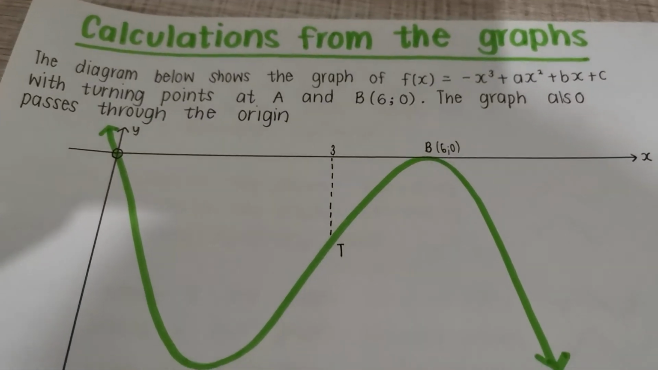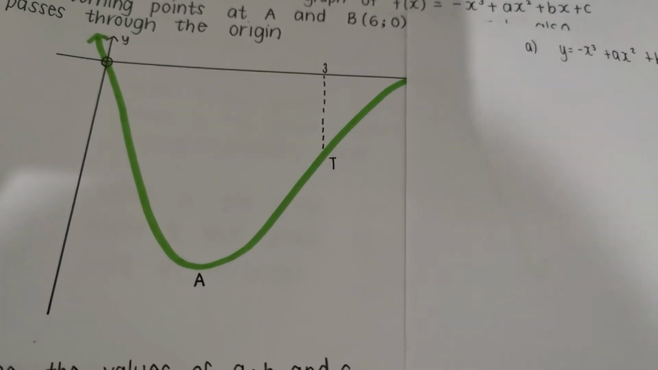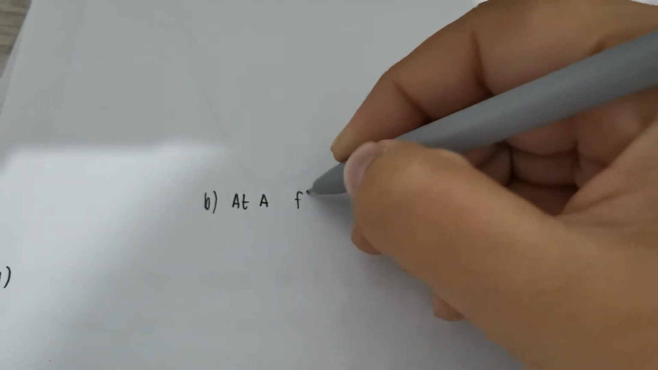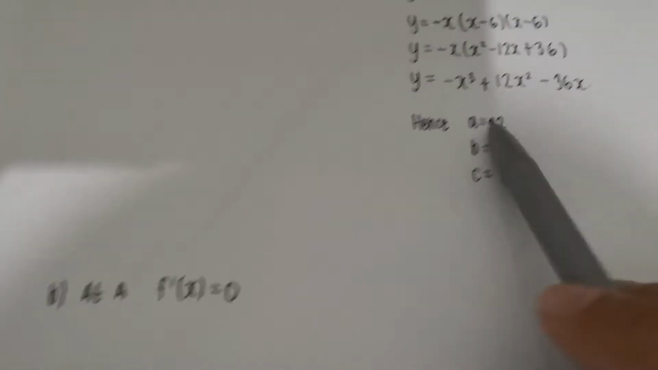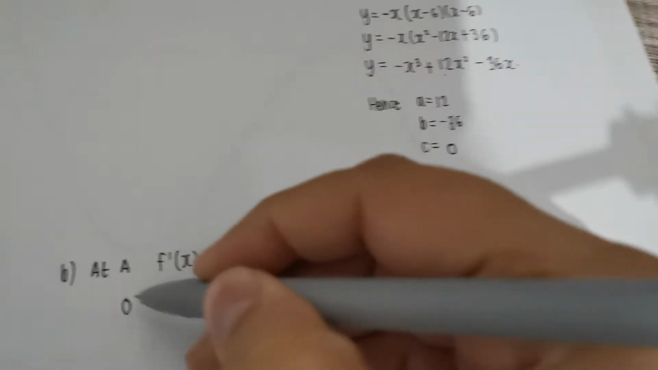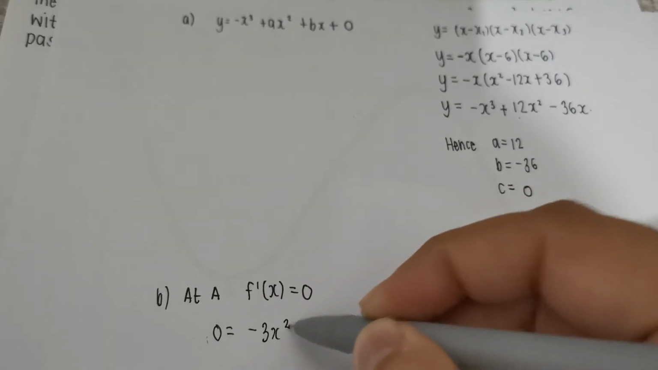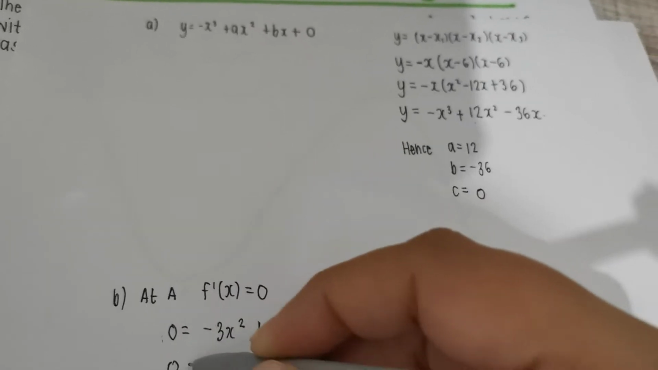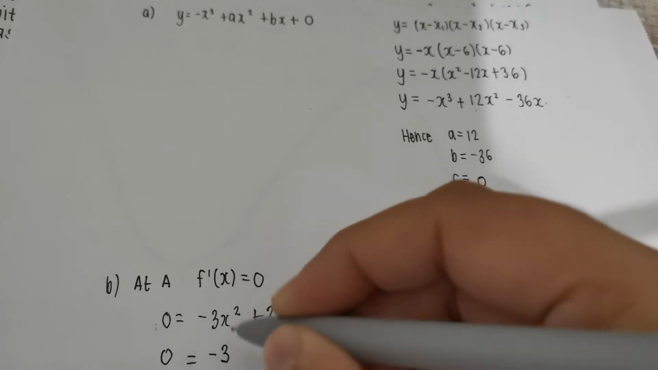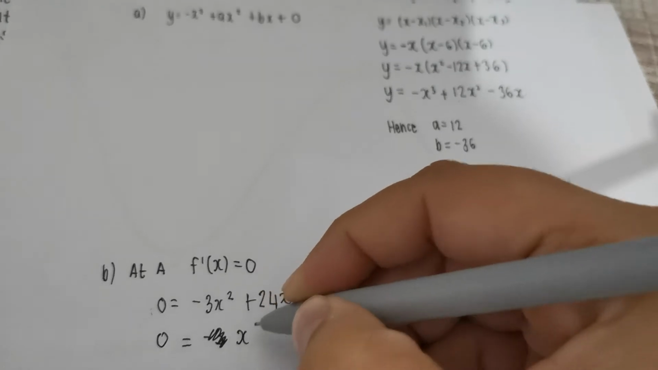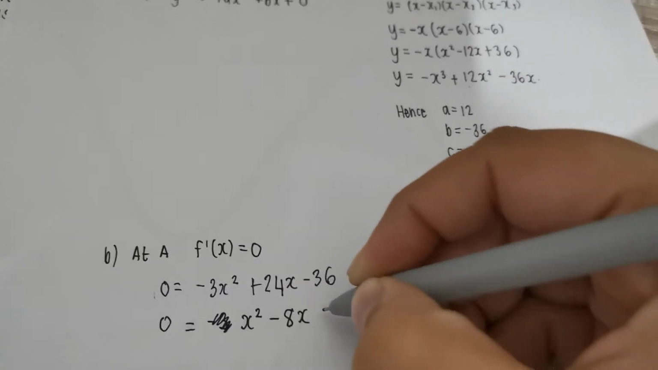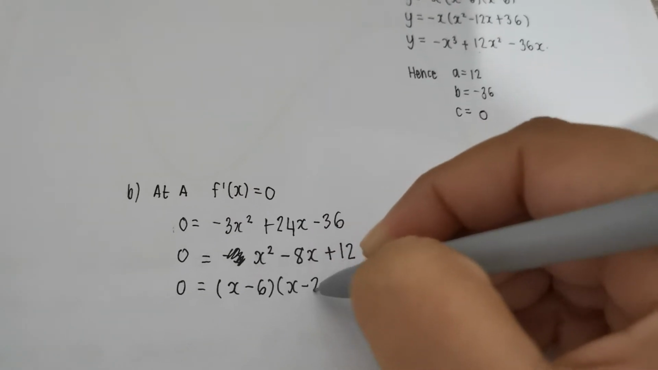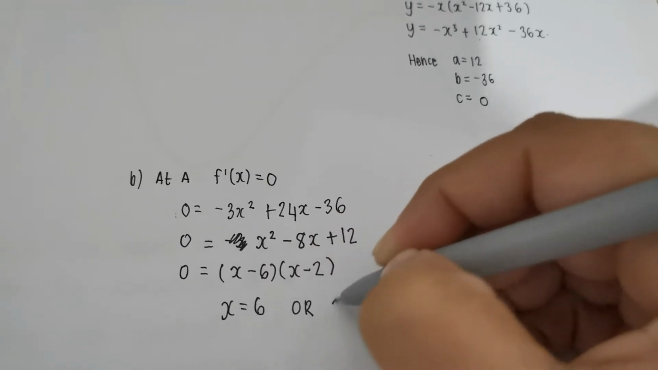Okay, next question says, determine the coordinates of A. We were told that at A, it's basically the turning point. If you watched my previous video, you know that a turning point is where the derivative is equal to 0. So, right, I'm going to take this equation over here, find the derivative and equate it to 0. Dividing everything by negative 3, and then I'm going to find factors. So x equals 6 or x is equal to 2.